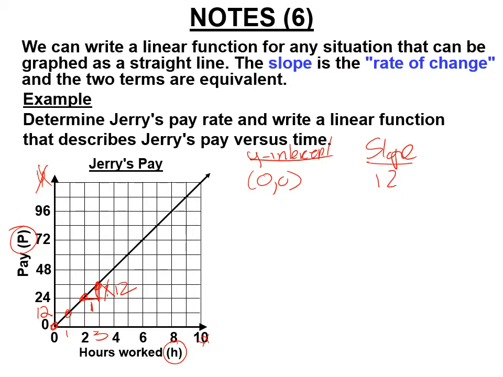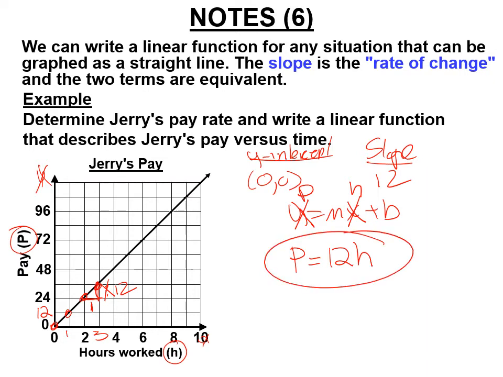All right, now we're using y equals mx plus b, but instead of x, we're using h. Instead of y, we're using p, right? And so it's going to be p equals 12h plus 0. P equals 12h. All right, let's see if we understand that.